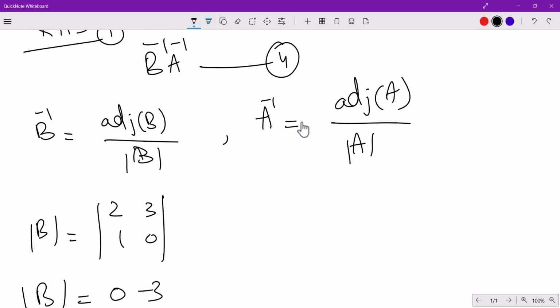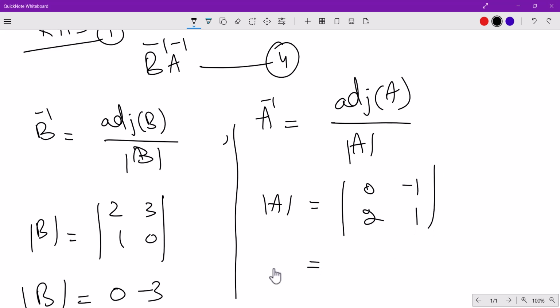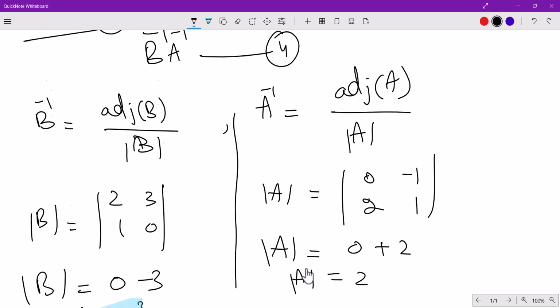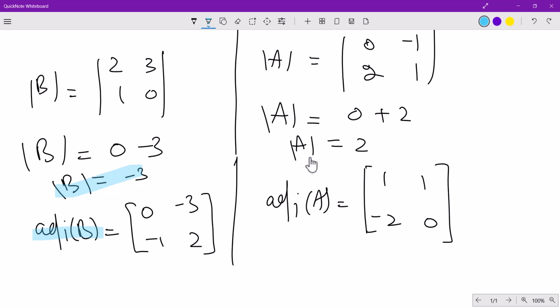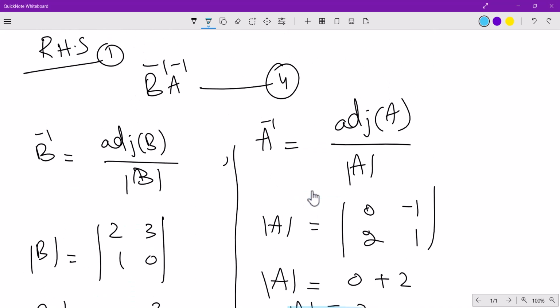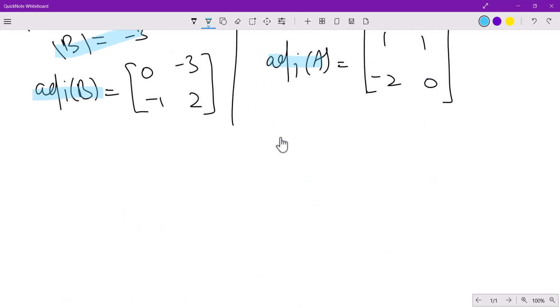Now for the inverse of A, we find the adjoint of A and the determinant of A. The determinant of A, [0, -1; 2, 1], is equal to 0 plus 2, which is equal to 2. Now the adjoint of A is equal to [1, 1; -2, 0]. Putting the adjoint and determinant of A in the equation.